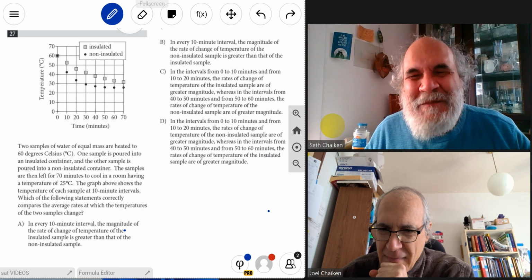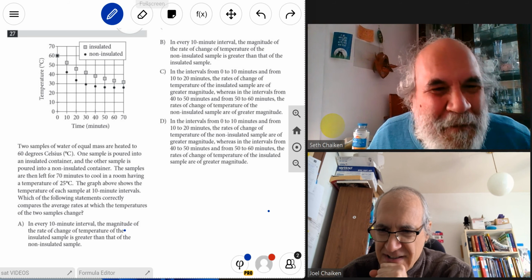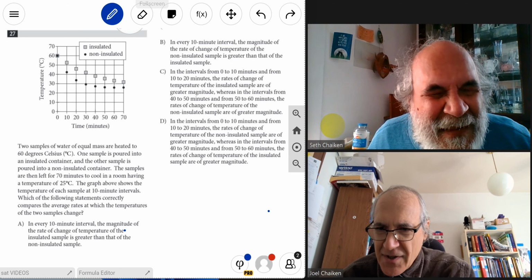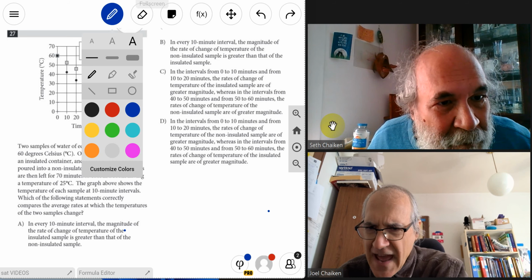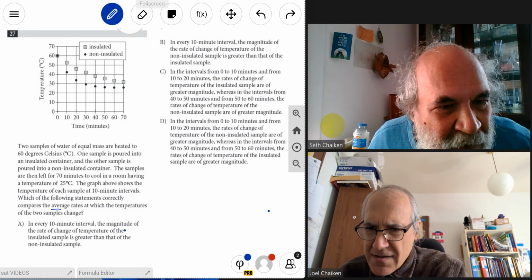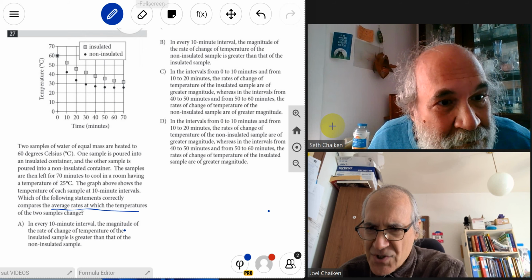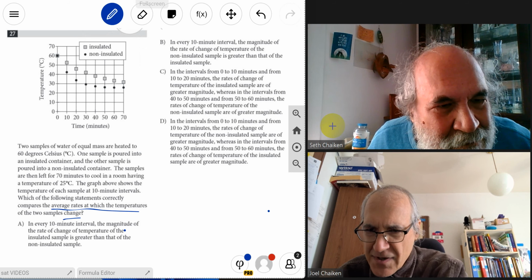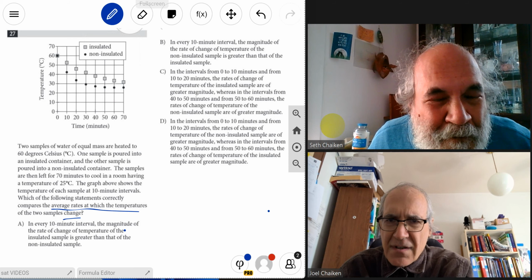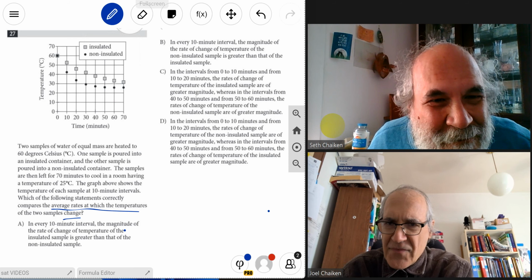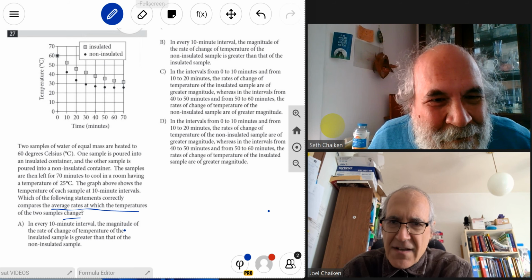Okay. The magnitude of the rate of change. At least they're not talking about the average rate of change. Oh, no, they are. They are talking about the average rates at which the temperatures change. But here they don't talk about average rate of change. They're just talking about rate of change. That's right. So that's good, I guess.